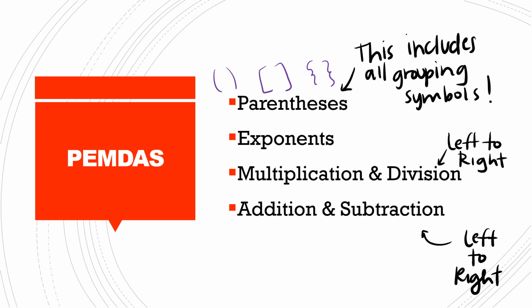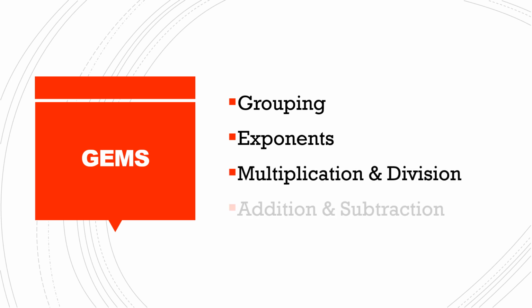Now the updated version of the order of operations is called GEMS. GEMS, G-E-M-S. GEMS stands for grouping. So this is going to be all of your grouping symbols: parentheses, brackets, curly braces. Then we're doing exponents. So E stands for exponents. M stands for multiplication and division. S stands for subtraction and addition.